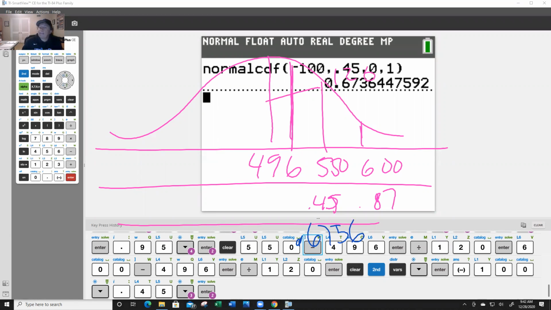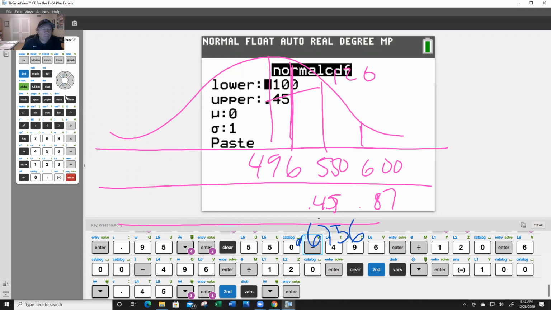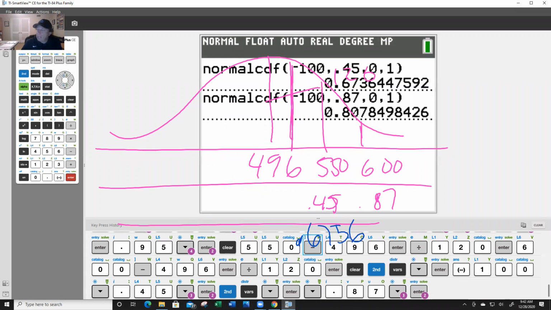And let me do the 87th percentile now too. Second distribution, I'm sorry, a z-score of 0.87, in normalCDF, just change that to 0.87. And 0.8078. All right, sounds good. All right, so let me get rid of this here. We'll go back.